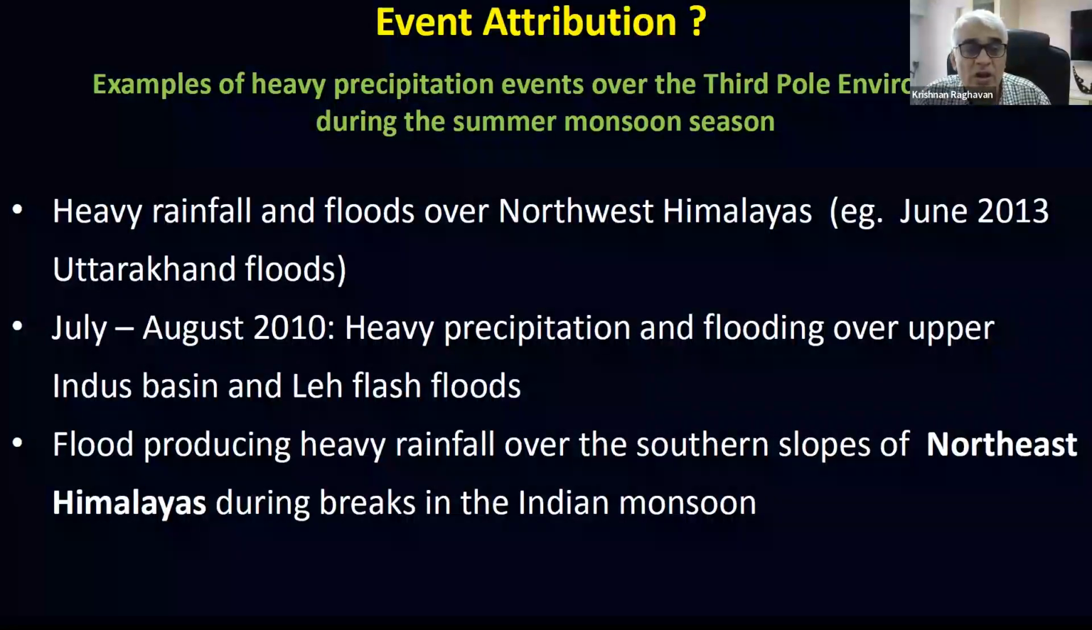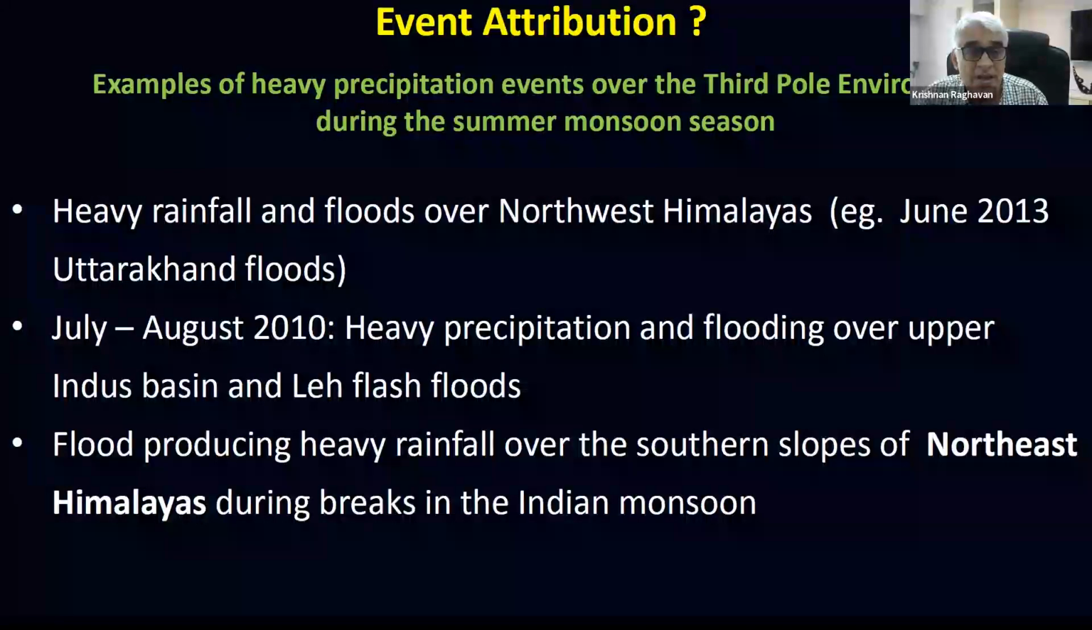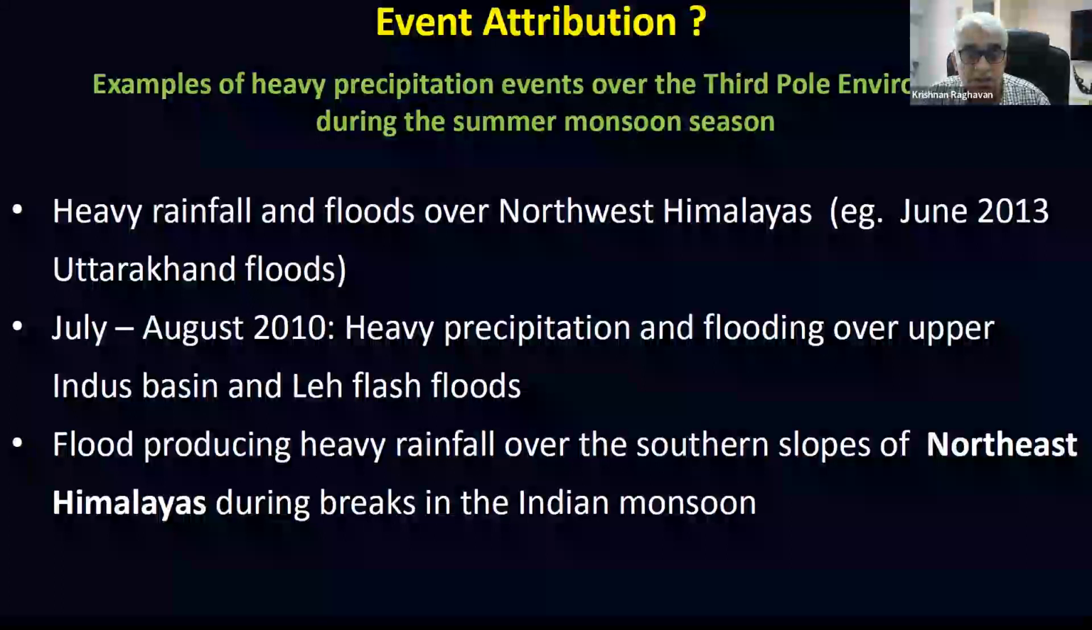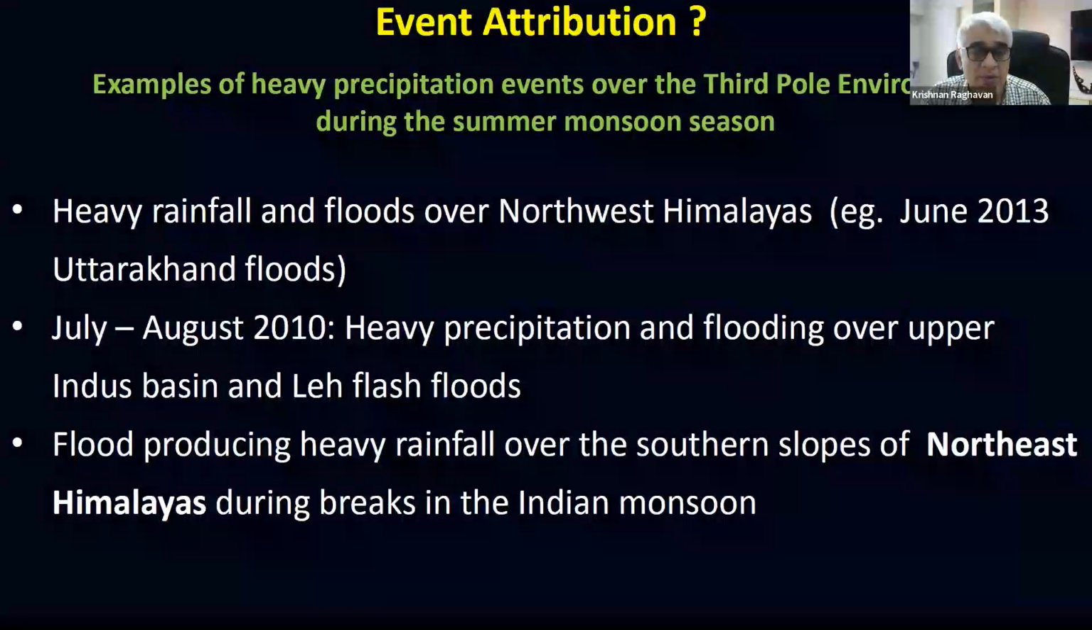So in this particular talk, I will give some examples of heavy precipitation events over the third pole environment during the summer monsoon season. And the main issue is the event attribution. Some of these examples which I will be touching upon, like the heavy rainfall during June 2013 in the Northwest Himalayas, which led to major flooding in Uttarakhand. And although we understand the dynamics of these events, why it happened, what is the role of climate change? So this event attribution has been a very, very difficult, challenging scientific problem.